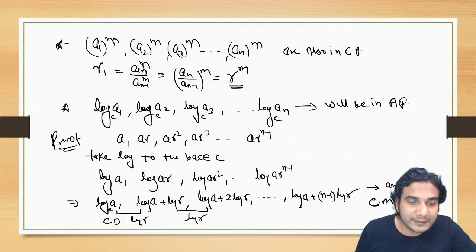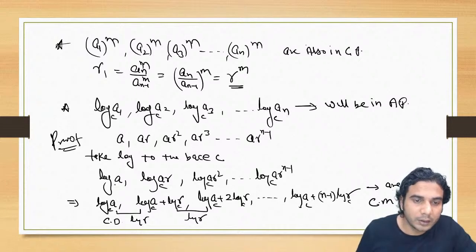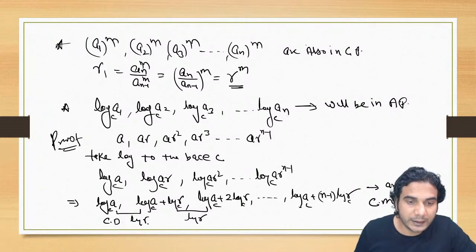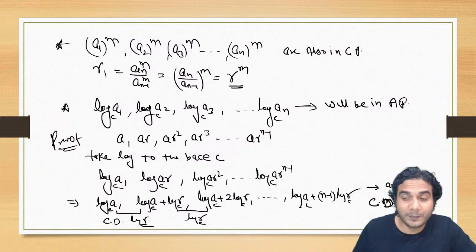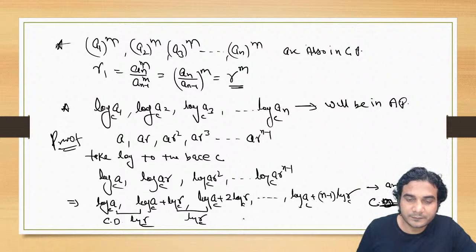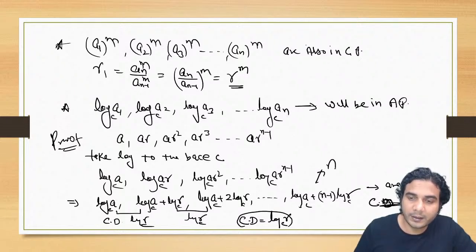Let's take base C also, so it will be generalized. If you take base C, then C will be everywhere. We are taking log with base C. So what will be the common difference of this AP? Let me write it here. So common difference is going to be log of R to the base C, all right? We are forming AP.